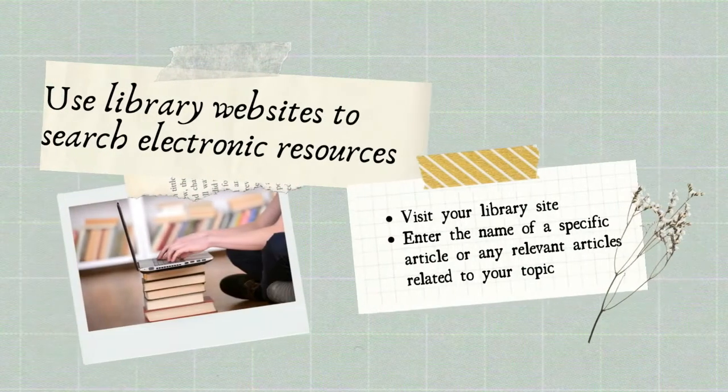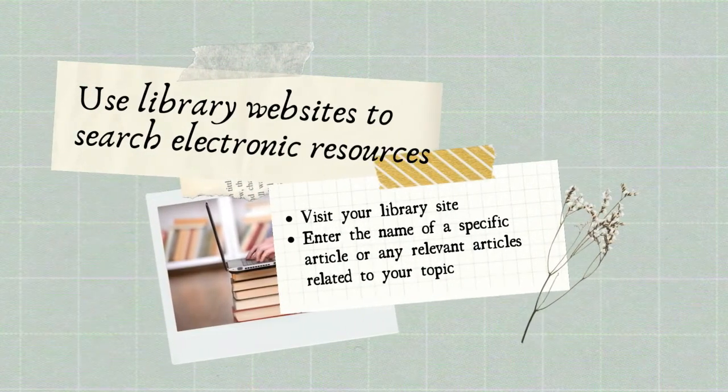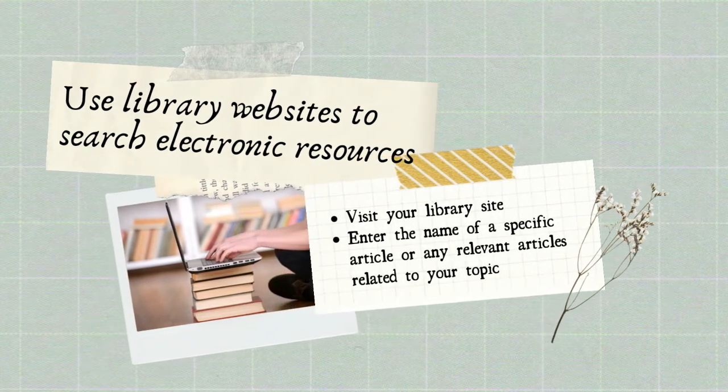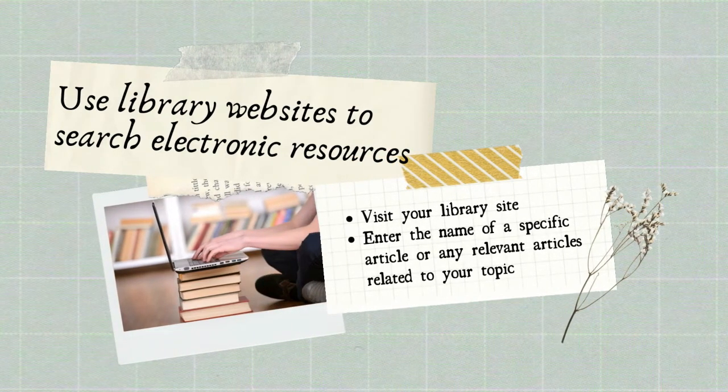Another approach you can try is using library websites to search electronic resources. E-journals and other electronic resources, such as subject databases, are becoming increasingly important nowadays. Since they can be accessed by computer from anywhere, it saves you the need to visit the library and find the text. You can just enter the name of a specific article or title, or any relevant articles based on your topic, from your online campus library site, even from home.